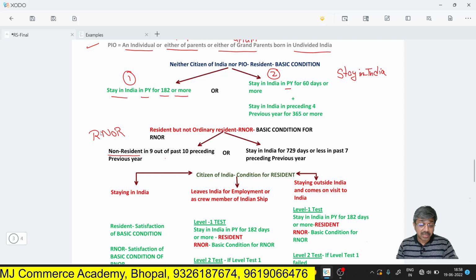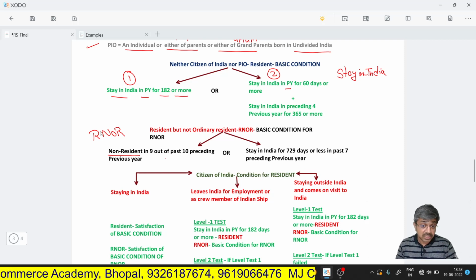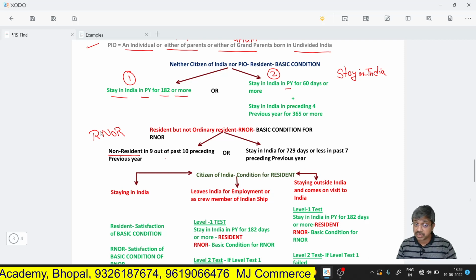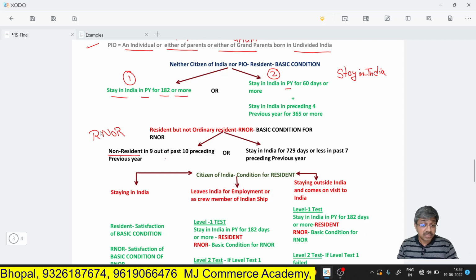If an individual satisfies either of these conditions, both these conditions are mutually exclusive. They need not be satisfied cumulatively. Whichever of these two conditions an individual has satisfied, that individual then will be treated as a resident but not ordinary resident.